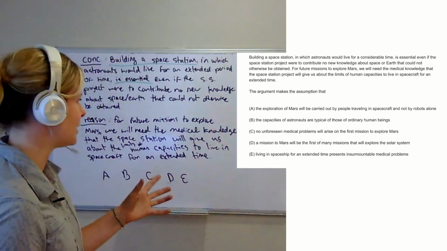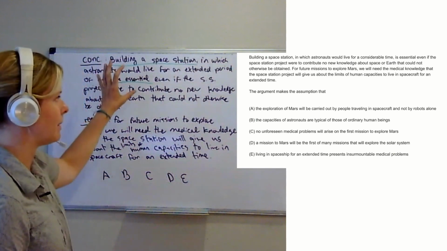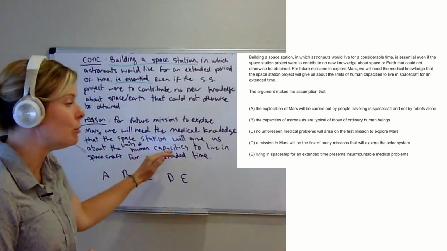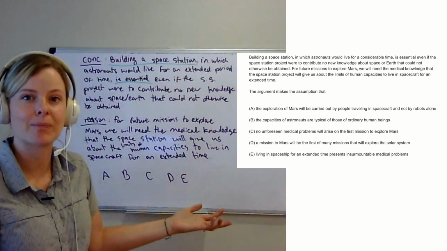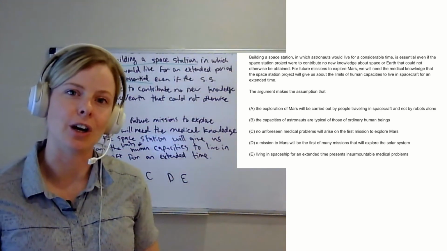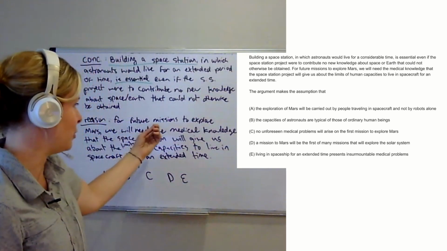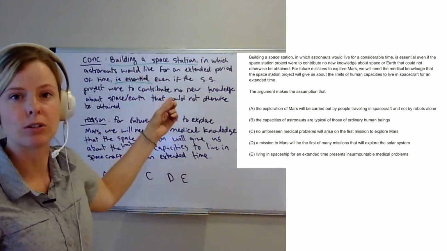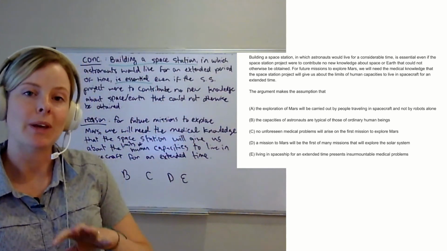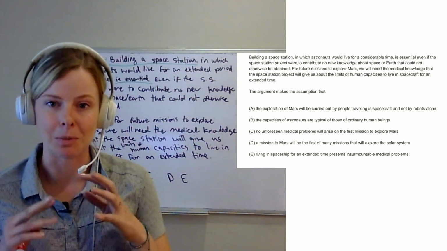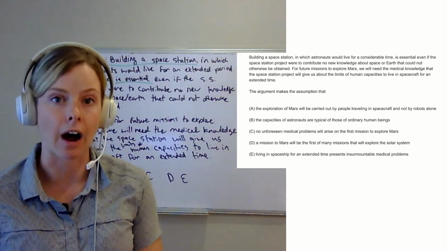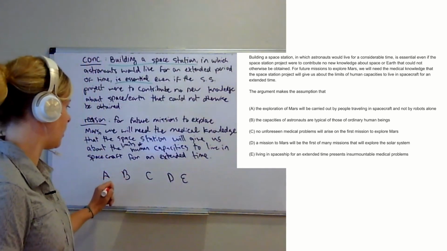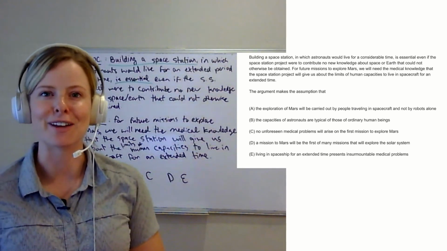Well, the entire reason why the author thinks that this space station is essential is because we are going to get medical knowledge about the limits of human capacities to live in spacecraft. So if humans are not actually going to go to Mars on these future missions, then we would not need this medical knowledge, and therefore it would not be essential to build a space station. So we absolutely do need to assume that it's going to be people traveling on these missions to Mars and not just robots. So that makes A an assumption of the argument. So we can go ahead and keep A in, even if it's kind of a surprising option.